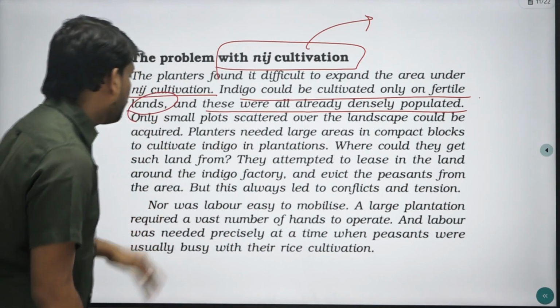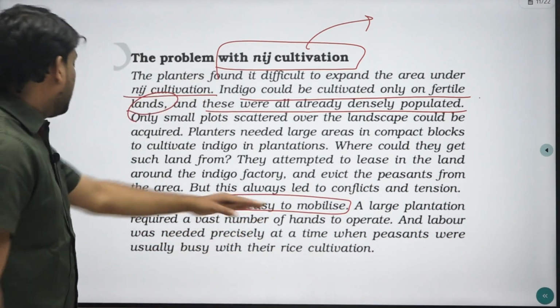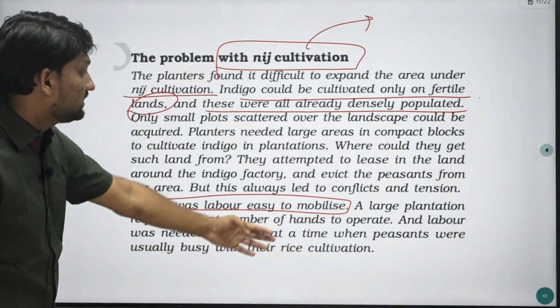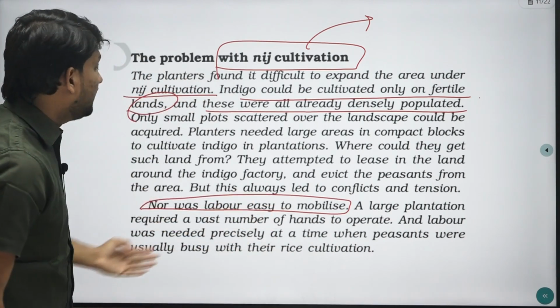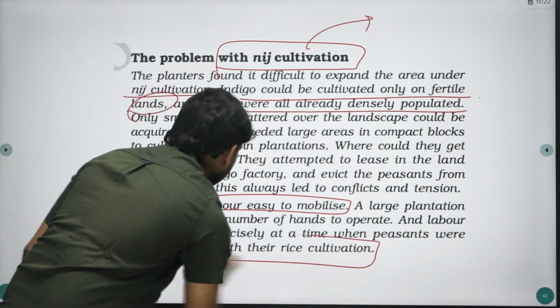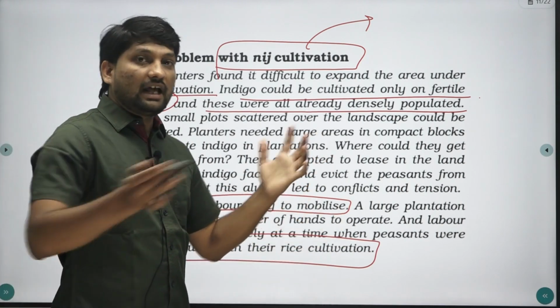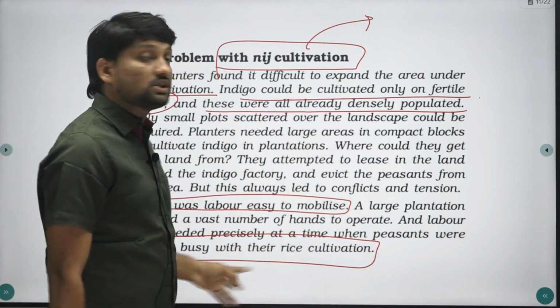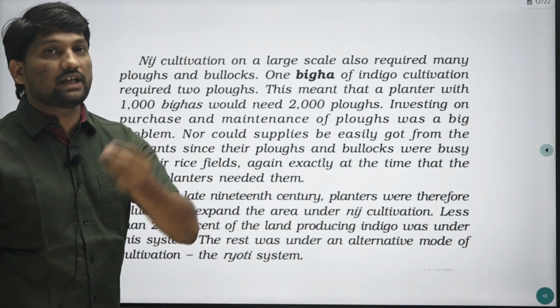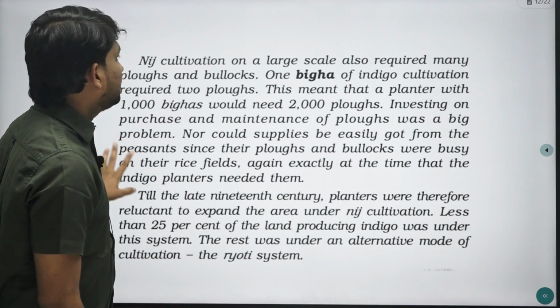Second, nor was labor easy to mobilize. A large plantation required a vast number of hands to operate, and labor was needed precisely at the time when peasants were usually busy with their rice cultivation. So getting a large number of laborers was the most difficult thing, because of the simultaneous rice cultivation.